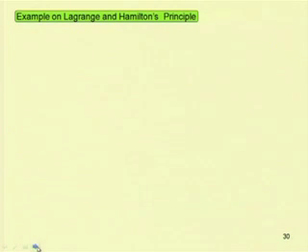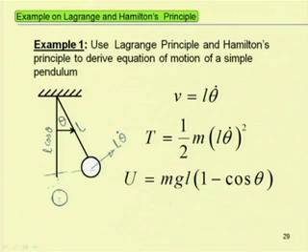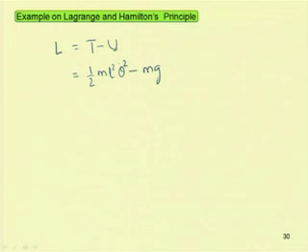So, now the Lagrangian of the system, L, can be written as T minus U. Already we have T equal to half m L square theta dot square, and U, the potential energy, we have found to be mgL into 1 minus cos theta. Now first we will use the Lagrange principle and then the Hamilton principle to derive the equation of motion. So, using the Lagrange principle, our equation of motion can be obtained in this way.